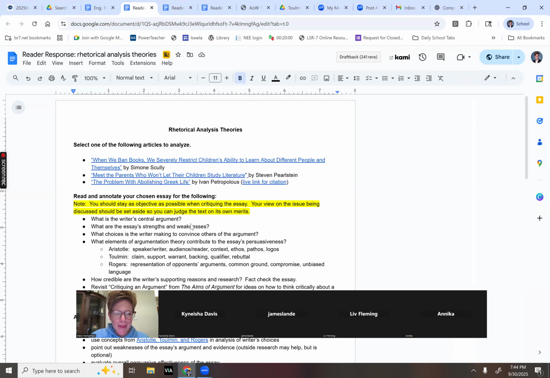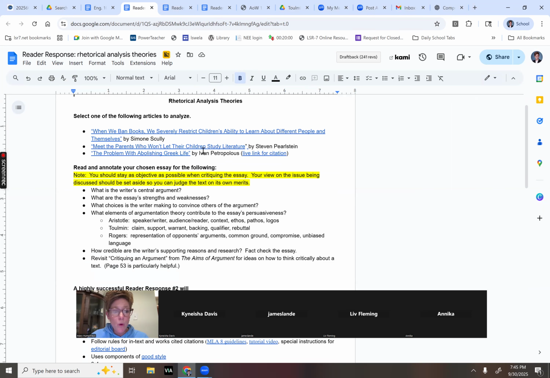Or the next one, the big debate, the problem with abolishing Greek life. I'm sure that you have probably heard a lot of discussion about Greek life and correlations to hazing, binge drinking, sexual assaults. So kind of an interesting take on that particular article. All right, so first thing you're going to do, you will choose one of these texts up here that you're going to analyze, okay? I did put here, you're going to read your particular article.